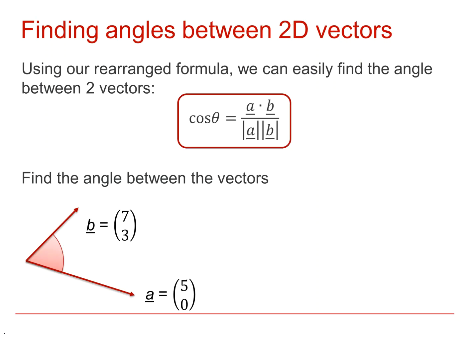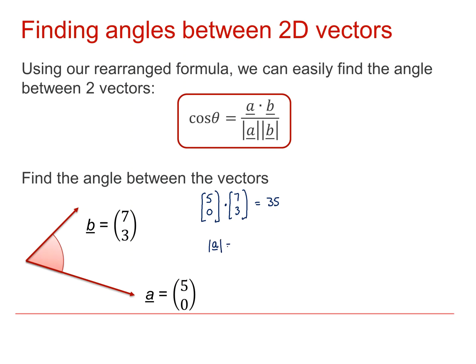So, we're asked to find the angle between these two vectors. We start by multiplying the components together to find the dot product in the original way. So that gives us 5 times 7 is 35 and 0 times 3 is 0. So that's just 35. We also need the magnitude of each vector.